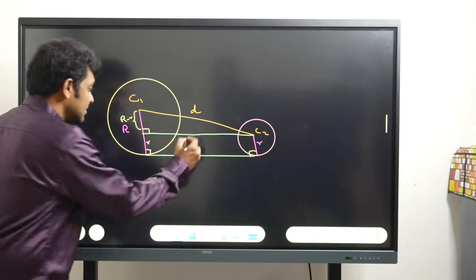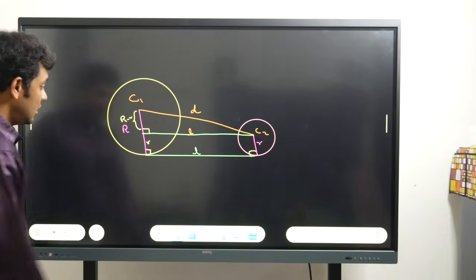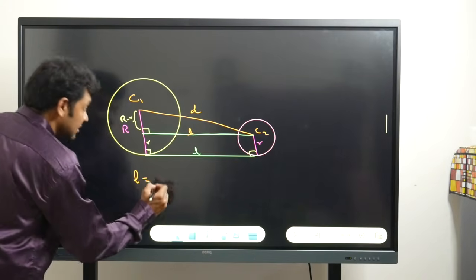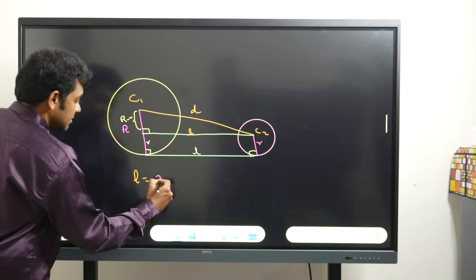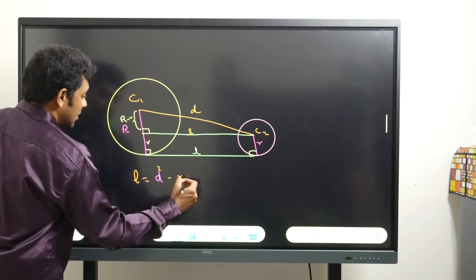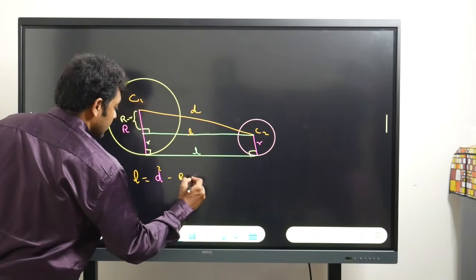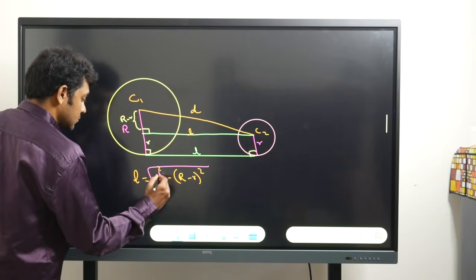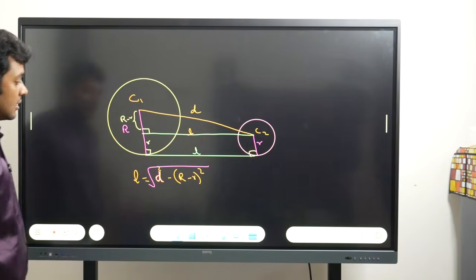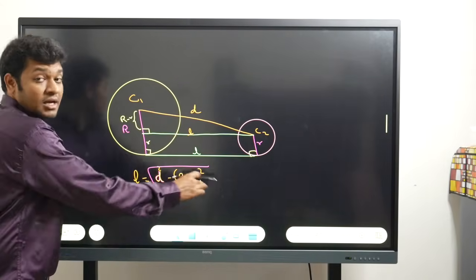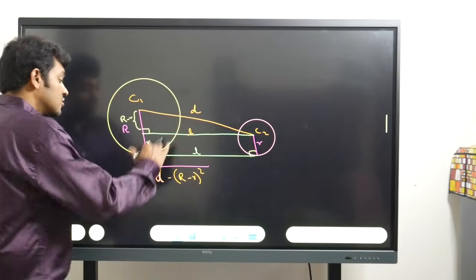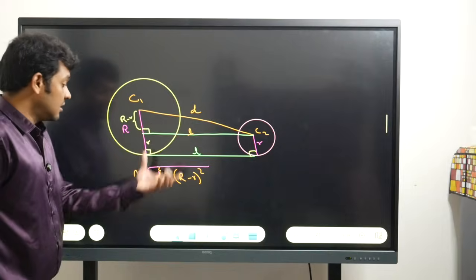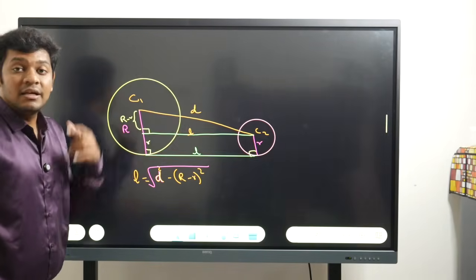My length L is nothing but this length. So the length of the direct common tangent is nothing but the square root of d square minus (R minus r) the whole square. Clear? The distance between the centers squared minus (r1 minus r2) the whole squared, all under the square root, using Pythagoras theorem. That's my length of the direct common tangent.